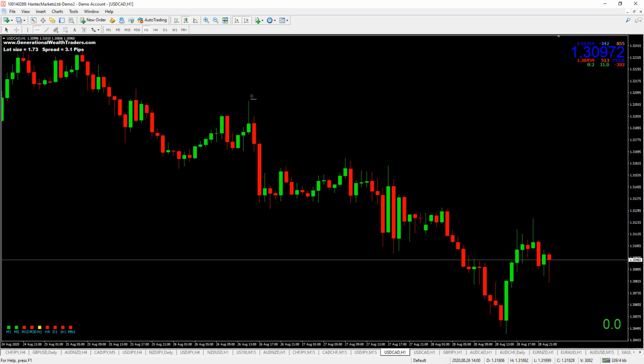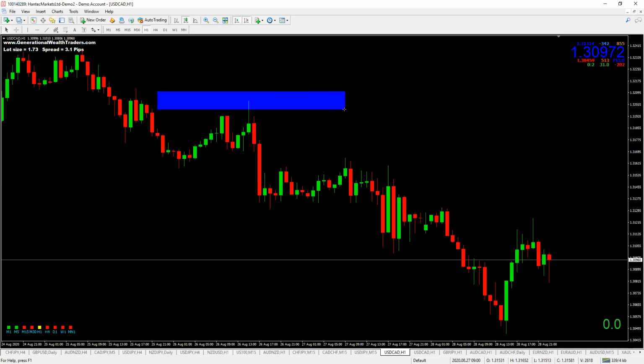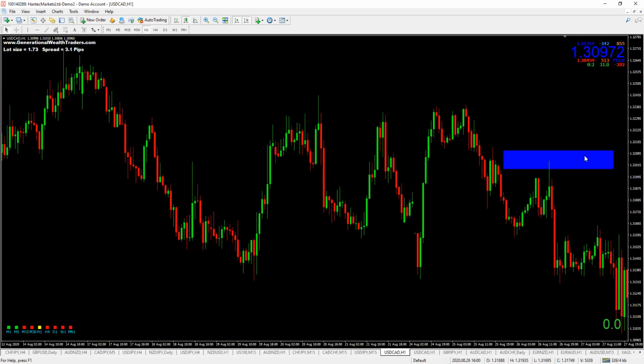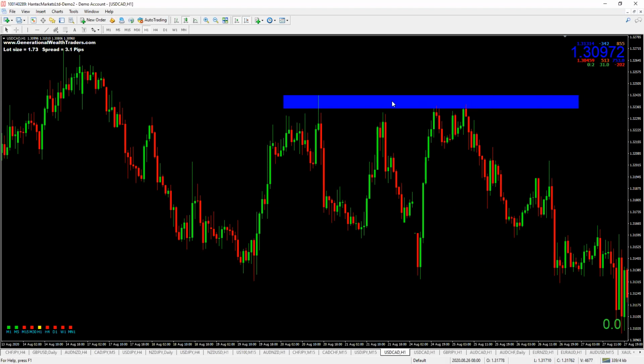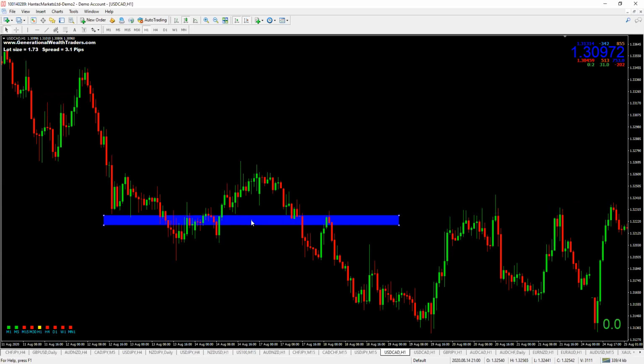So assuming, for instance, you say this was an area of resistance, all right, since we are talking, let's drag it this way then. I am going to be explaining what that means shortly.